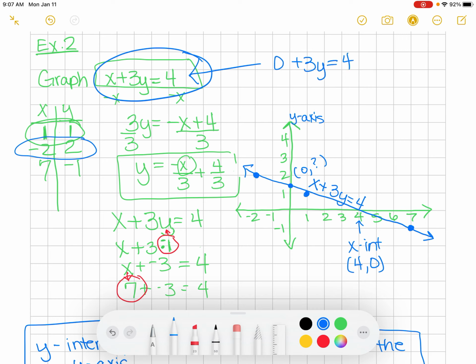Now you don't always have to do this because sometimes you can see the points where they cross. Okay, so now I'm going to solve this. That 0 just goes away and I have 3y equals 4. Divide by 3 and y equals 4/3. So this point right here, the y-intercept, is (0, 4/3). So see how I put 0 in for x, and my y ended up being 4/3.